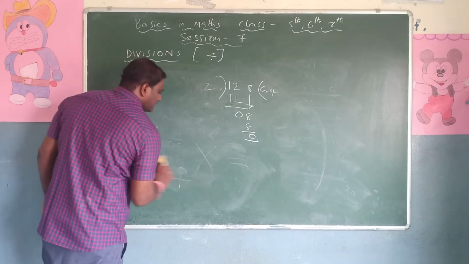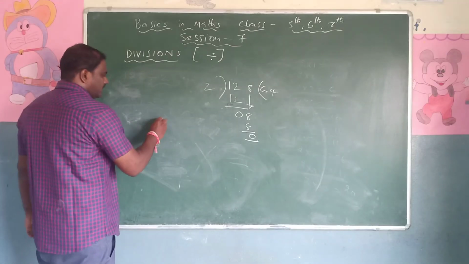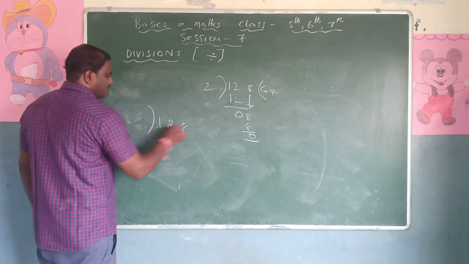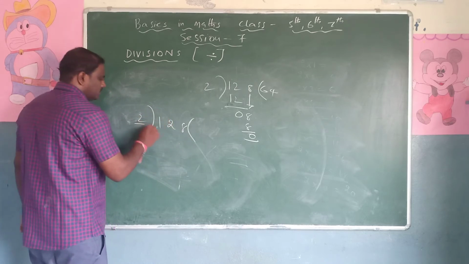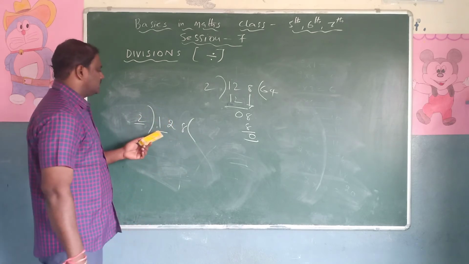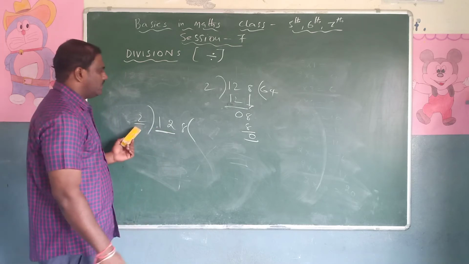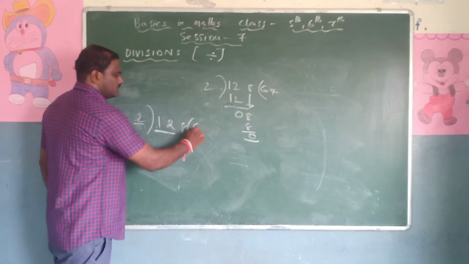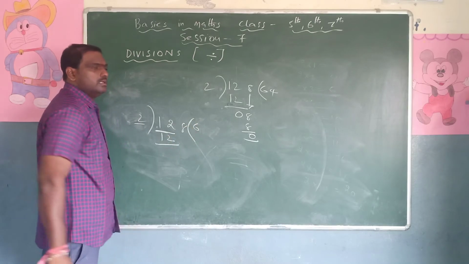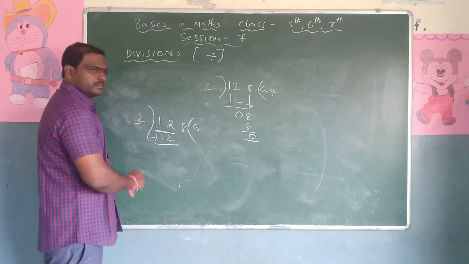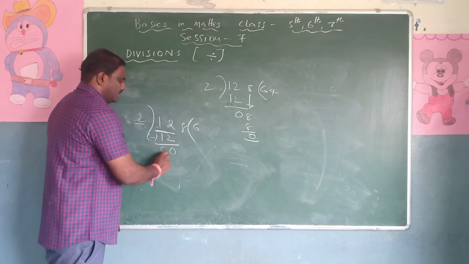What is the way to copy other questions? 128 divided by 2. First one number. This is smaller, this is bigger. So I have to take two numbers. Now I have to read the 2 table. 2 6s are 12. 12 I should write. Then I have to do the subtraction. 2 minus 2, 0. 1 minus 1, 0.